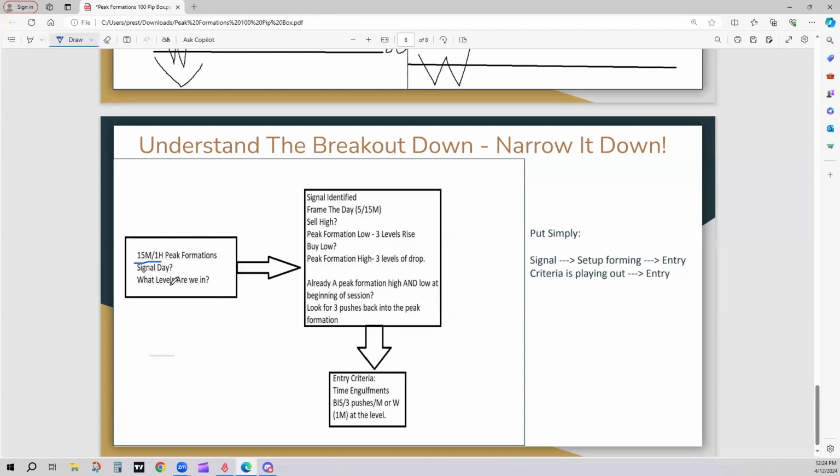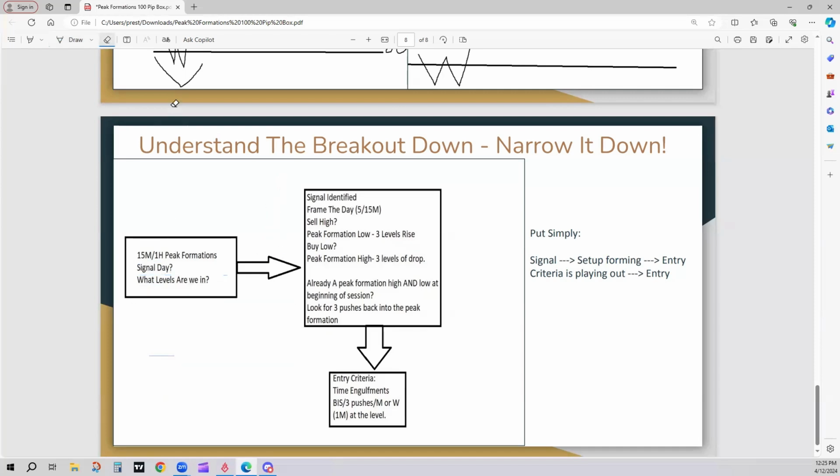On the previous day, or maybe 2 days ago, was there a signal day? 3 days of breakouts, inside day, first red, first green day, 3 pushes out of the opening range. Was there a signal to be watching that pair? Looking at the 3 levels of rise, peak formation low, where are we at within that pattern? Are we here? Are we about to be right here? And I need to start looking for my short trade.